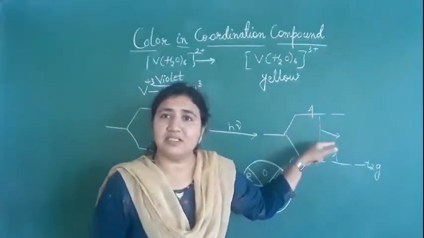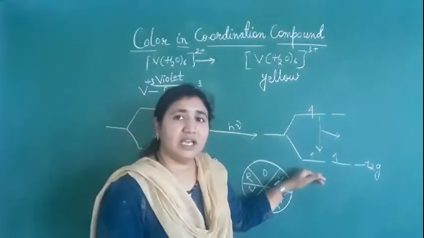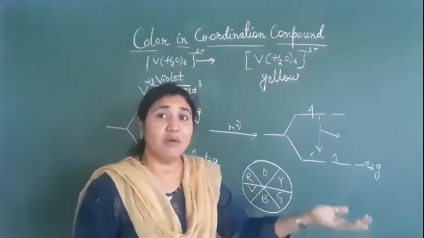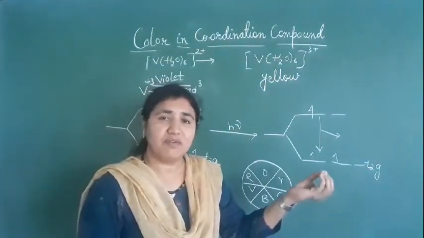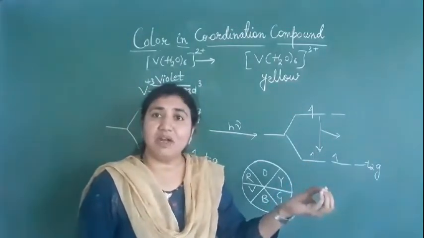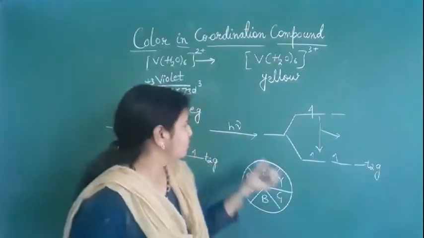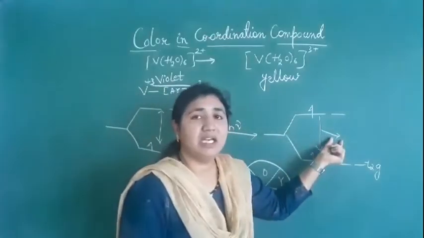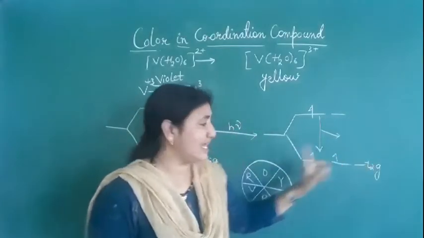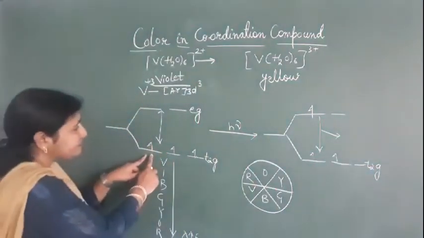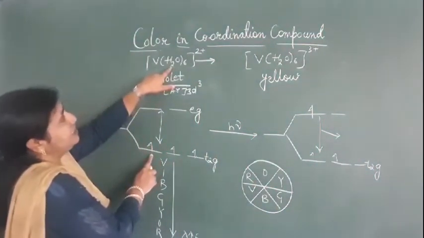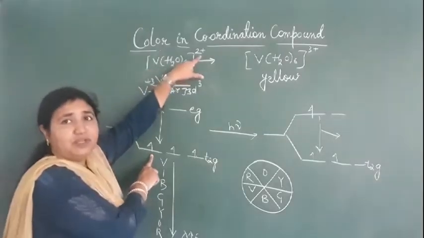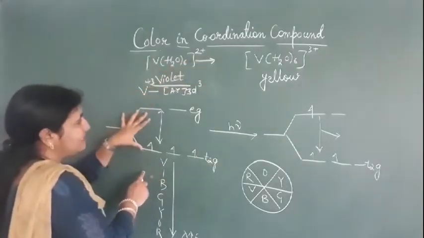But here it is unstable, so it will fall down again. When it falls down, it emits radiation in the form of color, and that color is the complementary color. What it absorbed, it emitted as the complementary color of that one. That means here H2O is a weak ligand, and the oxidation state is +2, so the splitting will be less only.